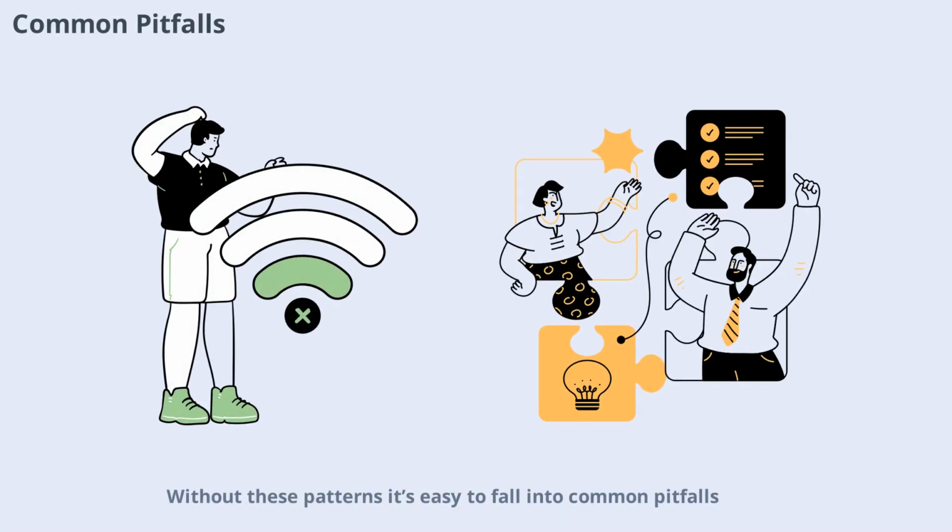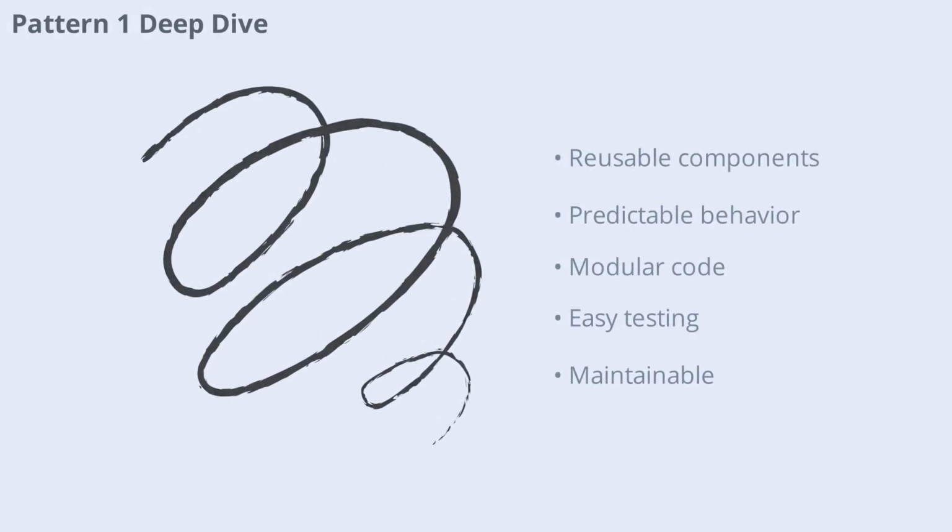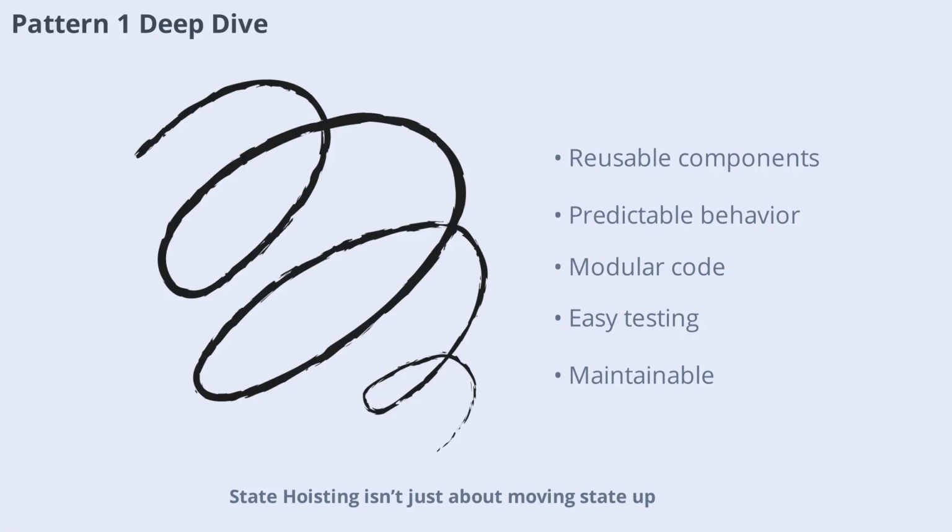Without these patterns, it's easy to fall into common pitfalls: tightly coupled code, hard-to-test components, and unpredictable UI behavior. By sticking to proven patterns, you avoid these traps and keep your codebase healthy. State hoisting isn't just about moving state up. It's about making your components reusable and predictable. When you hoist state, you can easily test your UI in isolation and reuse components in different contexts. This leads to a more modular and maintainable codebase.